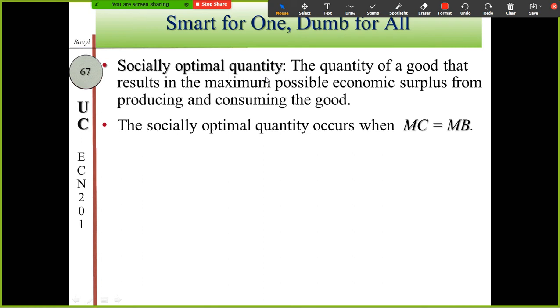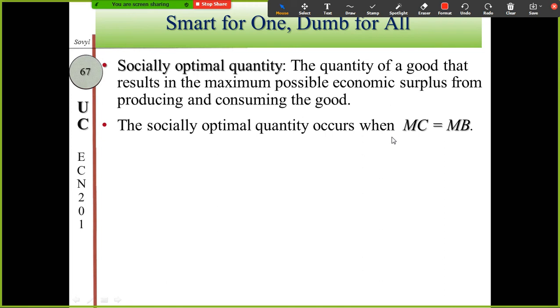Social optimum quantity. So how many units is the social optimum? Optimal, what does it mean? The best. What quantity should be produced for the best level in society, in the country? That's why it is the socially optimal quantity. It is the quantity of a good that results in the maximum possible economic surplus from producing and consuming the good. The social optimum quantity occurs when marginal cost equals marginal benefit. Remember marginal cost and marginal benefit from chapter 1.